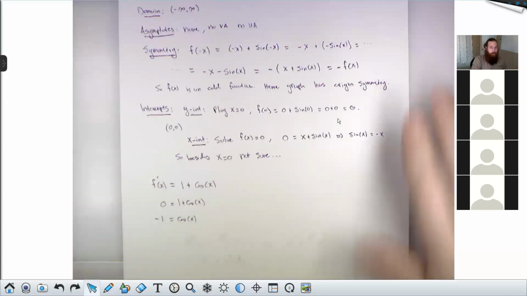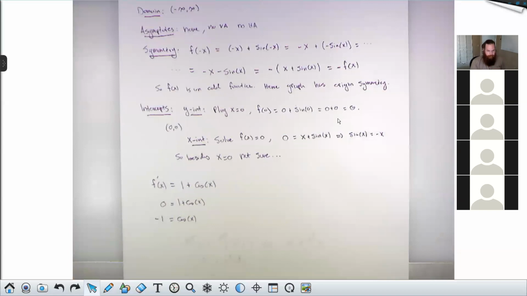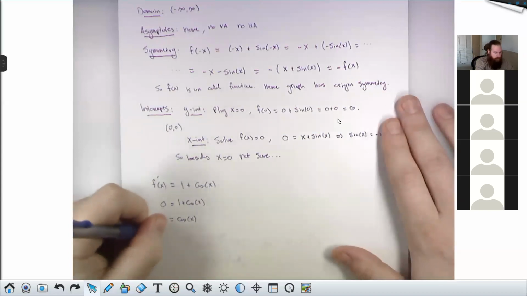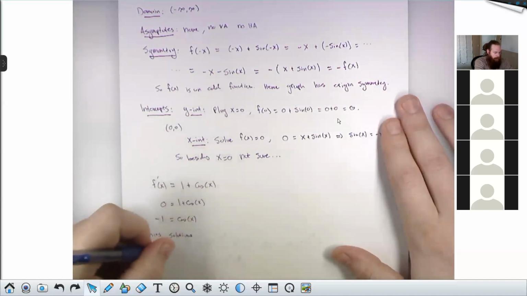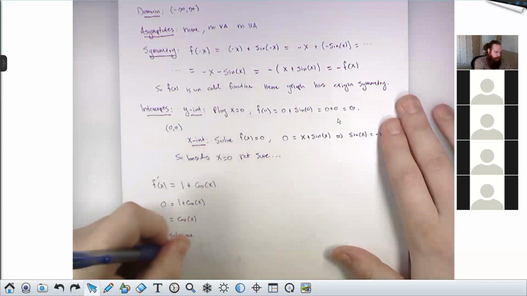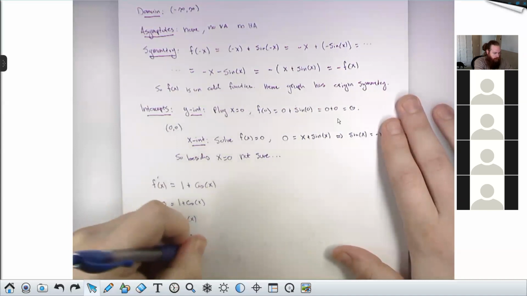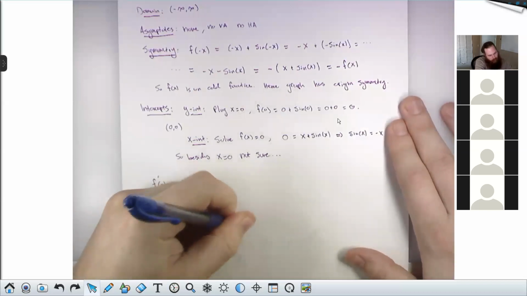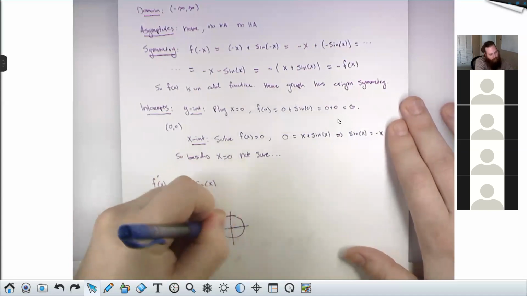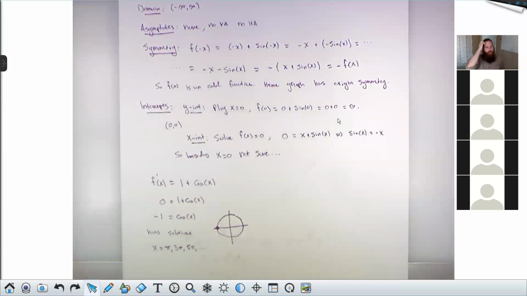And that happens infinitely many times. Where is cos x equal to -1? Well, that's any time you run through the bottom, the far left side of the unit circle. So this has solutions x equals pi, 3 pi, 5 pi, and so on. Anytime you hit the far side of the unit circle over there, right? Over here is where cos x is equal to -1. So that's any odd multiple of pi.